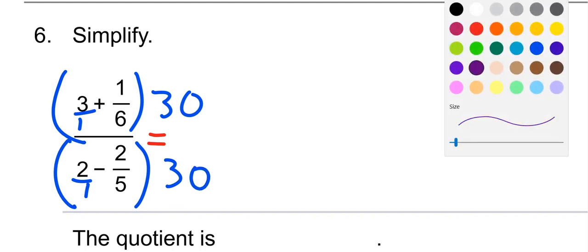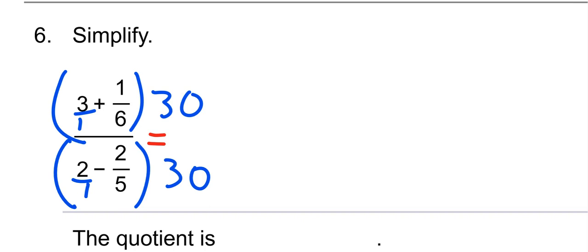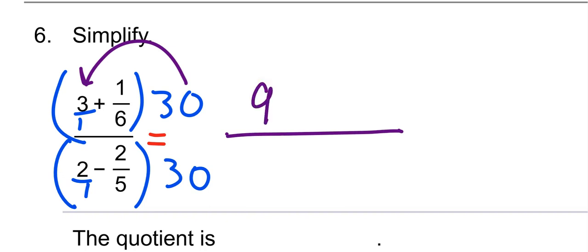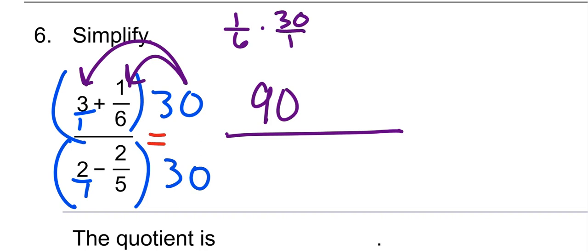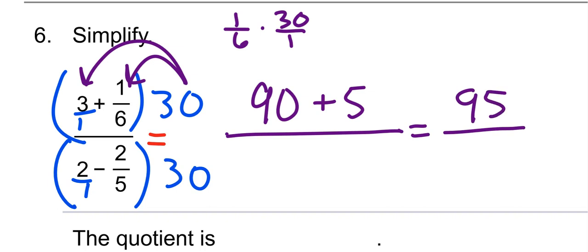If we multiply the top and the bottom by 30, that will be okay because you haven't changed the value. What's 30 times 3? What's 30 times 1/6? Well, that's the same thing as saying 1 over 6 times 30 over 1. And 30 over 6 is 5, right? So we automatically know that the top of this fraction is 95.